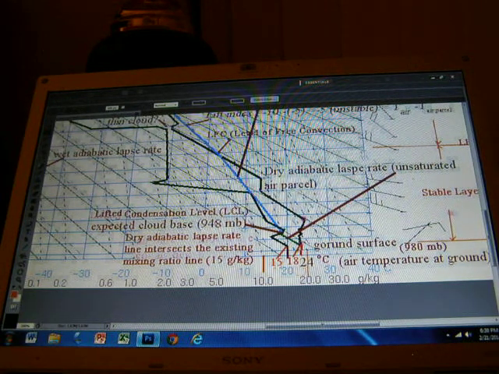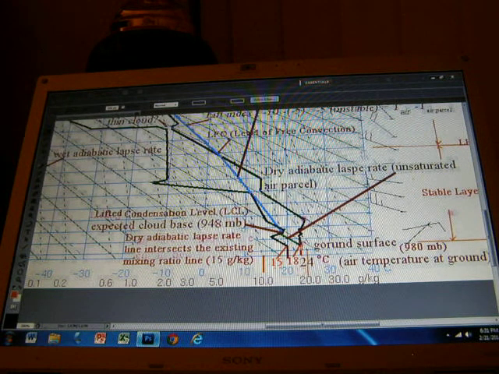So when an unsaturated air parcel rises, it should follow the dry adiabatic lapse rate because it's an unsaturated air parcel. So we draw a green line parallel to the diagonal solid green line. This is the dry adiabatic lapse rate. As long as they are parallel to each other, they have the same slope or same ratio, which is 1 degree decrease in air temperature per 100 meter increase in altitude.